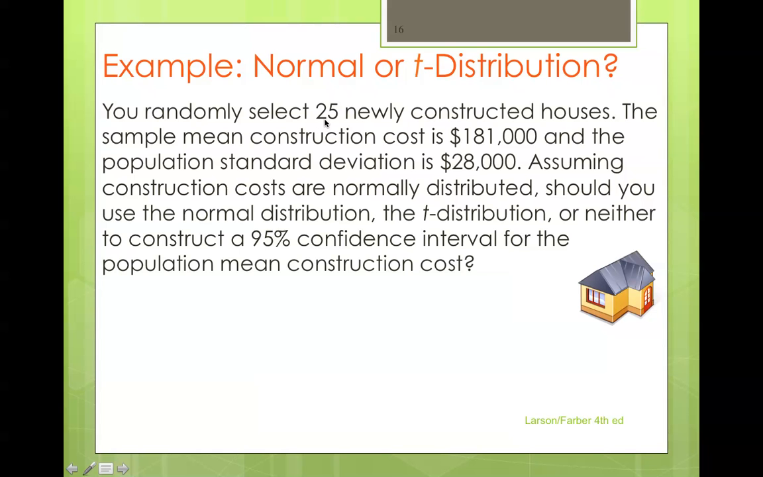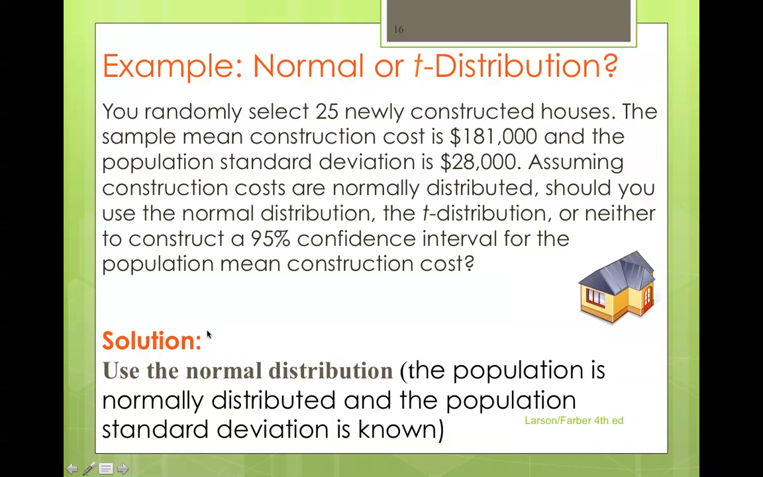Well, n is less than 30. It's normally distributed, but they gave us the population standard deviation, which means sigma. So in this case, we're going to go back to the normal distribution because we know sigma, even though n is less than 30.